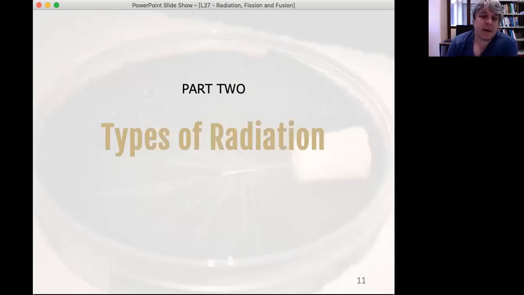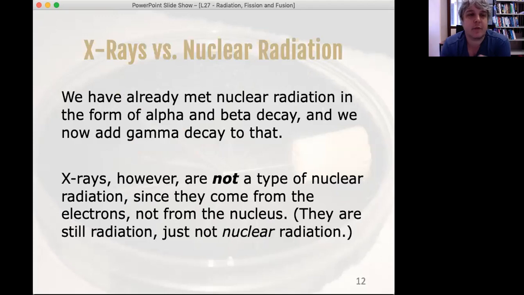So a little bit more about types of radiation. We've added in this idea of X-rays and of gamma rays now, in addition to our alpha and beta particles. But X-rays are not nuclear radiation. Remember that nuclear means nucleus. Right? It means of the nucleus. So nuclear radiation is talking about anything that comes out of the nucleus as a result of radioactive decay. So X-rays don't come from the nucleus, so they're not a type of nuclear radiation.